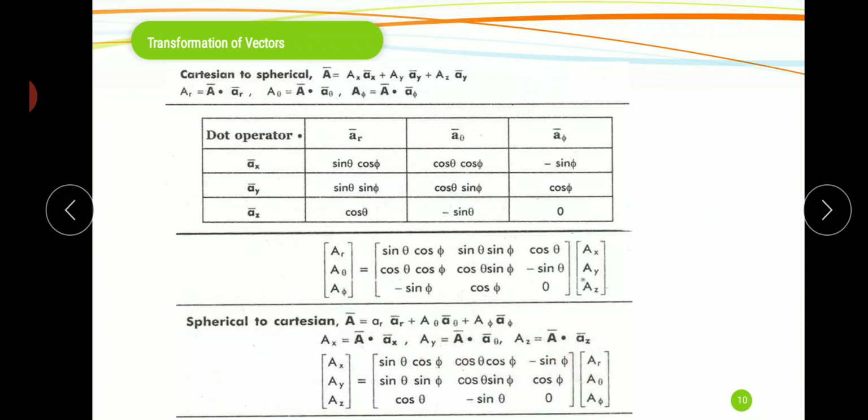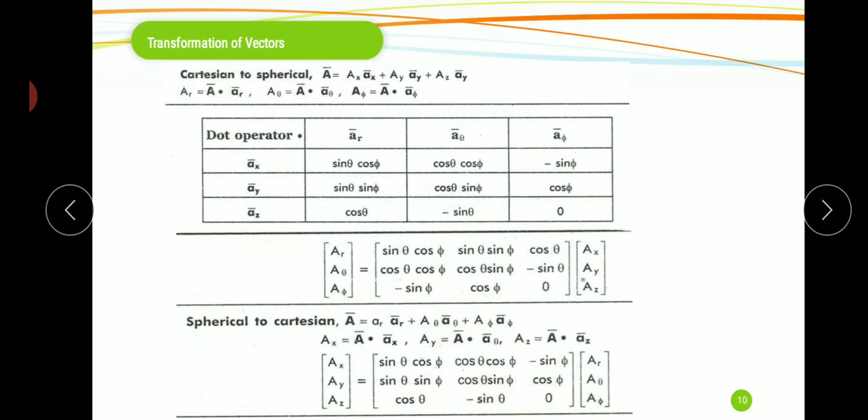And similarly, here there is a transformation of a spherical coordinate system to a Cartesian coordinate system, that is ax, ay, az is equal to the matrix of sin theta cos phi, cos theta cos phi, minus sin phi; sin theta sin phi, cos theta sin phi, cos phi; cos theta, minus sin theta, 0; times ar, a theta, a phi.